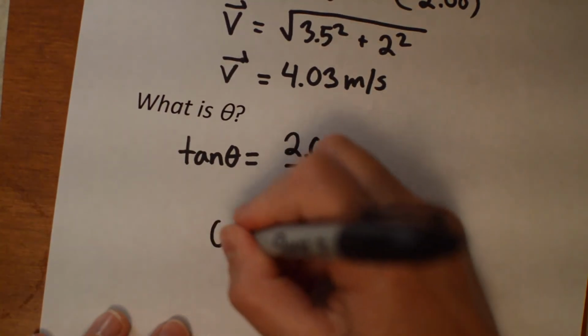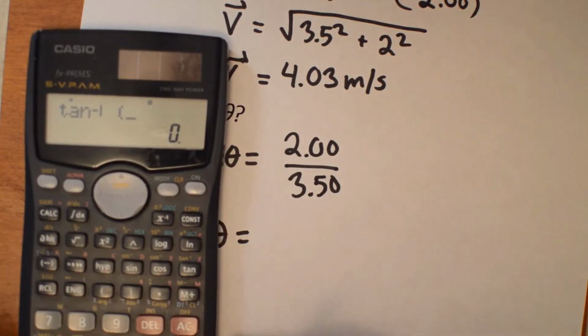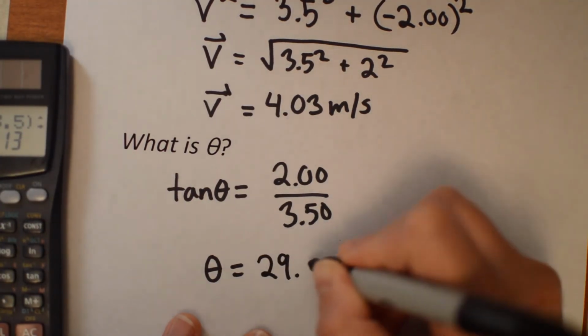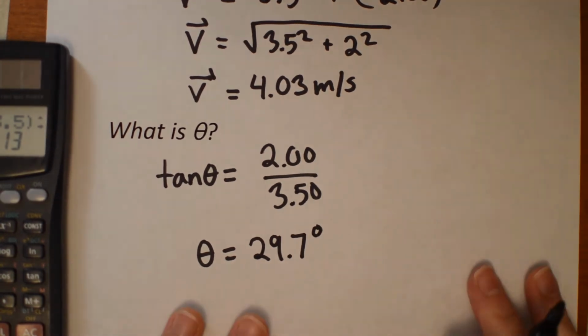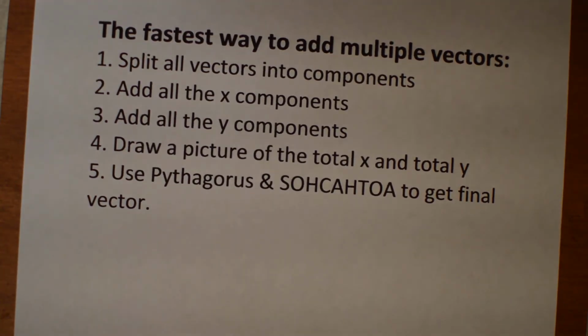I need to use my inverse tan, so I'm going to do inverse tan of 2 over 3.5. That gives me 29.7 degrees.